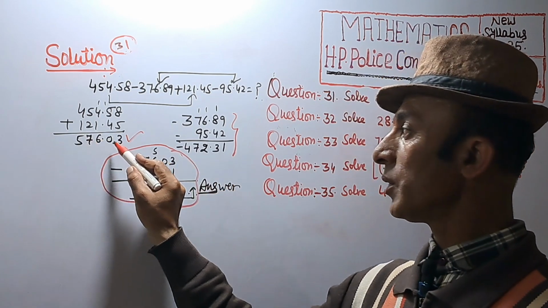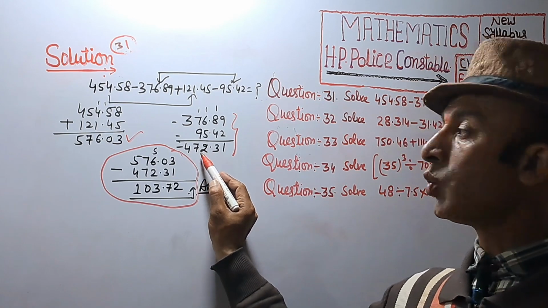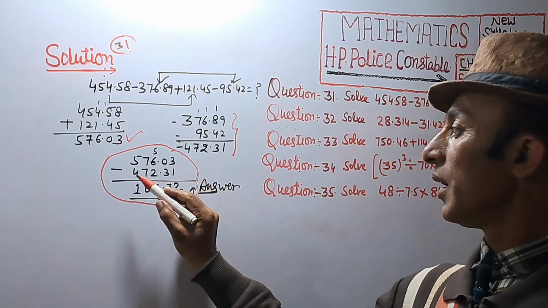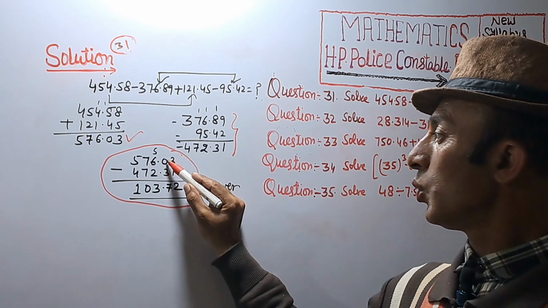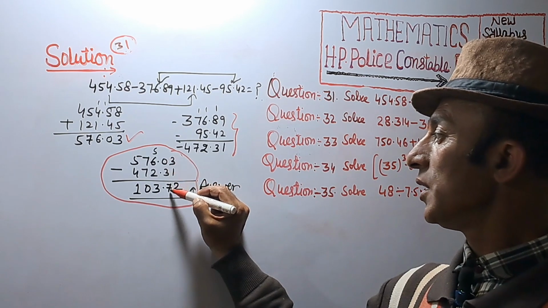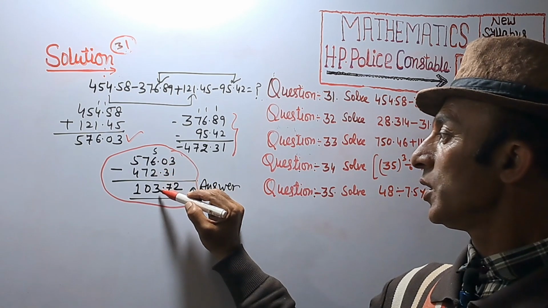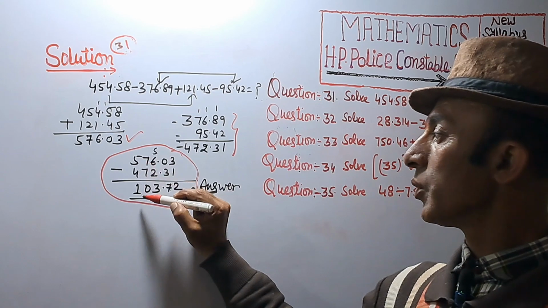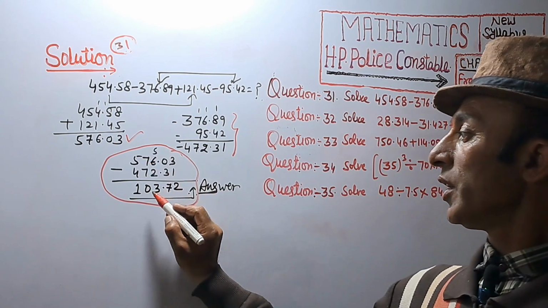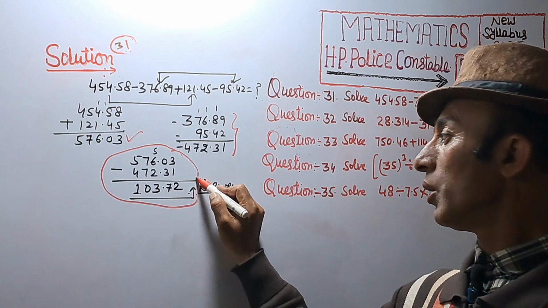Positive number is 576.03, negative number is 472.31, and we are subtracting 3 minus 1, 2, 10 minus 3, 7, 5, 5 minus 2 is 3, 7 minus 7 is 0, 5 minus 4 is 1. So we get the result 103.72. Answer.